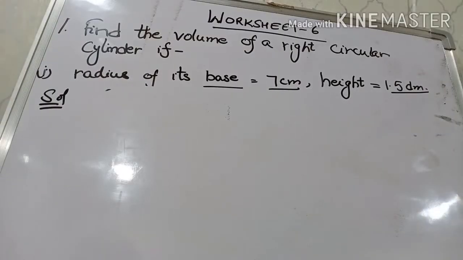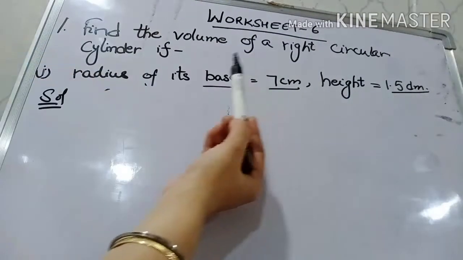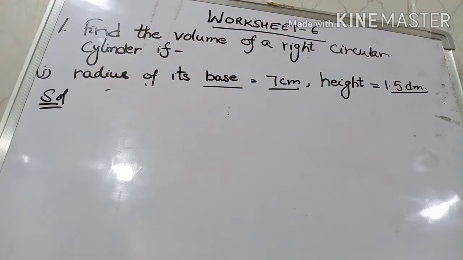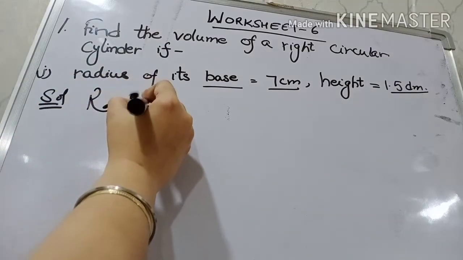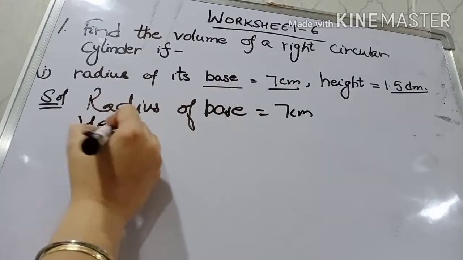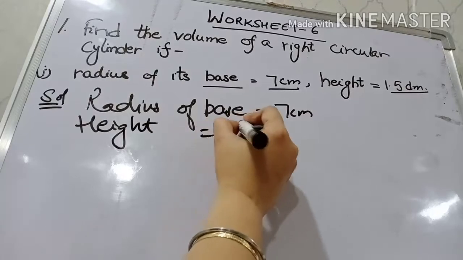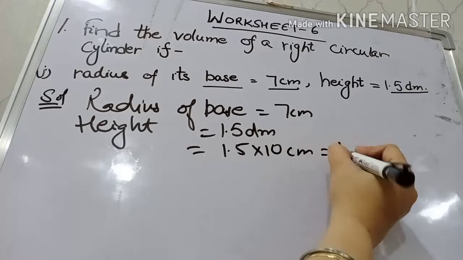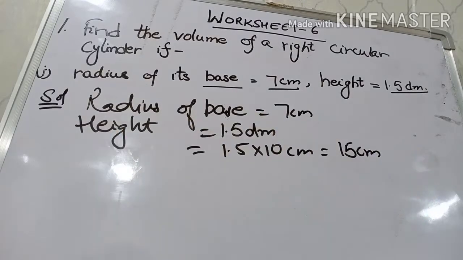Let us solve worksheet 6. Find the volume of a right circular cylinder if the radius of its base is 7 cm and height is 1.5 decimeter. Here you have two different units. The base is in centimeters and the height is in decimeter. So make sure the units are the same. Now we should start solving the sum. Radius of base is equal to 7 centimeter. Height is equal to 1.5 decimeter. If we want to convert decimeter into centimeter, we multiply by 10. We are getting 15 centimeter.